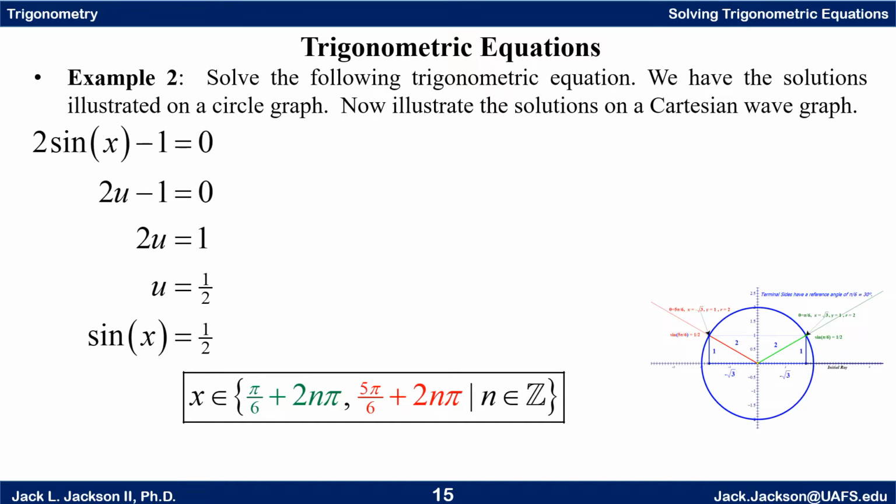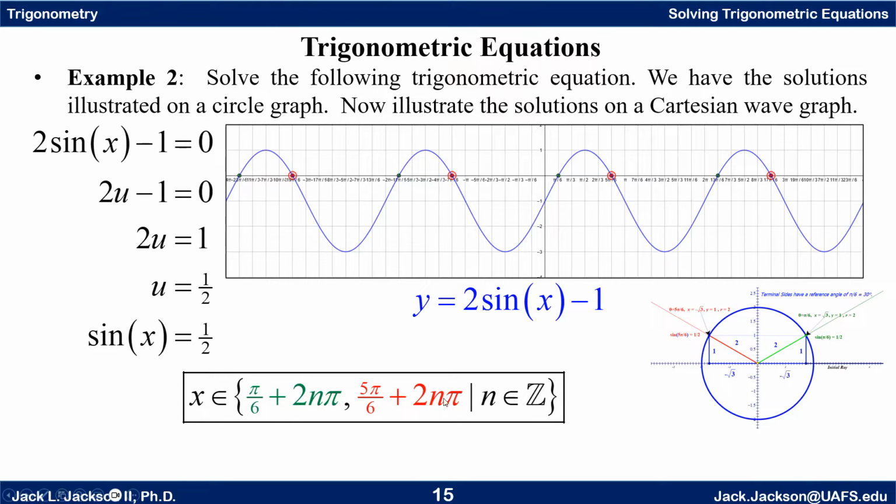Now let's see how we can illustrate our solutions like we did our earlier equations, but doing it on a Cartesian wave graph. Here we have y equals 2 sine of x minus 1. We graph it, and we can see that the red places here are the red ones down here, and they correspond to this over here on the circle picture. And the green ones are this one here.